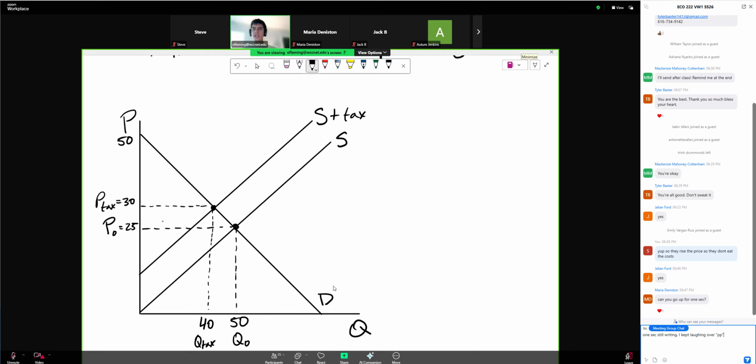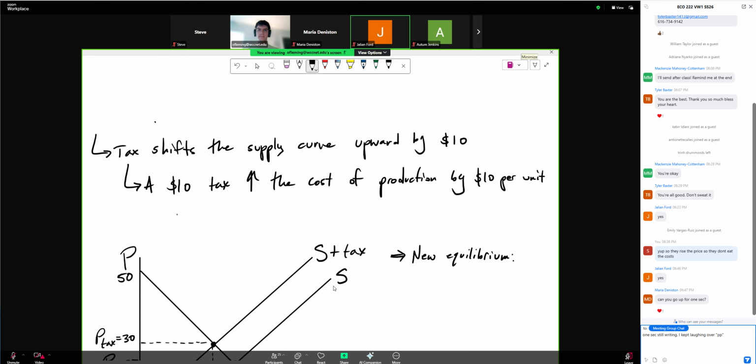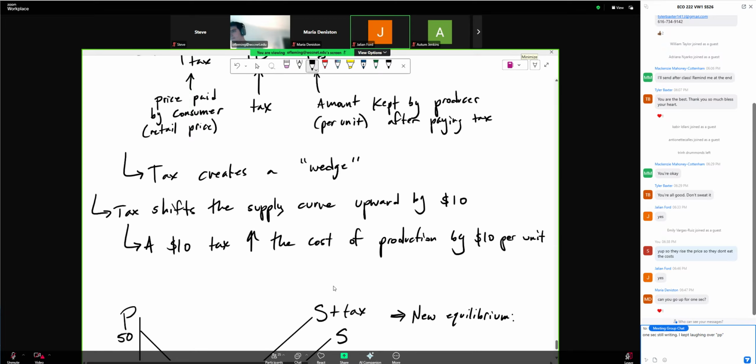So now the new equilibrium in this market. Could you scroll up 1 second? Yeah. Good.